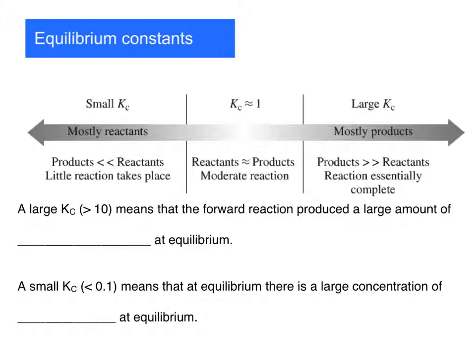So if you want to fill in the blank here based on that information, you know that a large Kc, which we're going to define as bigger than 10, means that the forward reaction produced a large amount of products at equilibrium. And a small Kc, which will be less than 0.1, means that at equilibrium there is a large concentration of reactants. That wraps up our discussion of equilibrium constants, and next time we'll talk a little bit more about how we can modify the equilibrium or shift it to make more products or more reactants depending on our purposes.